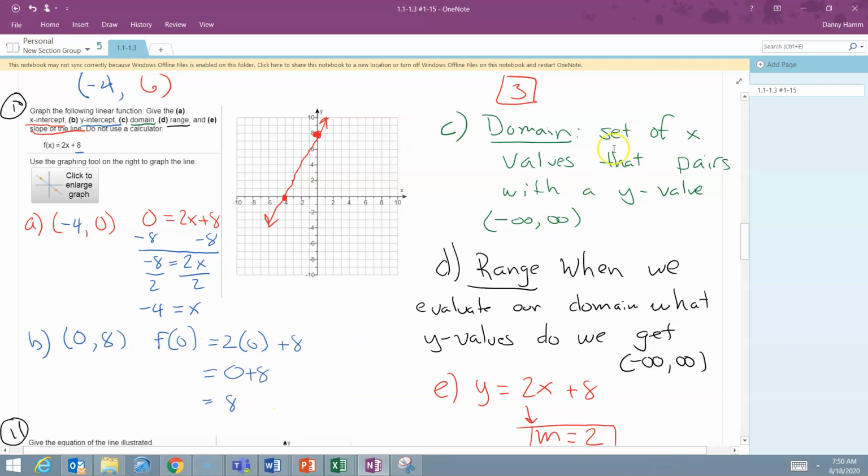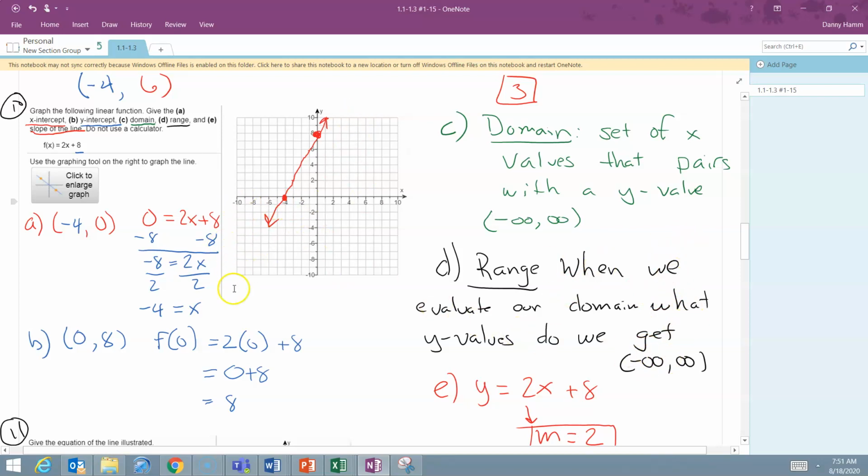My domain is a set of x values that pairs with a y value. Every x I pick and plug into this function, I am going to get a y. So there isn't an x value that I cannot plug in, or that doesn't have a paired up y. And then the range is when we evaluate that domain, what are the values of our y values? And we can see that they go from negative infinity to positive infinity.